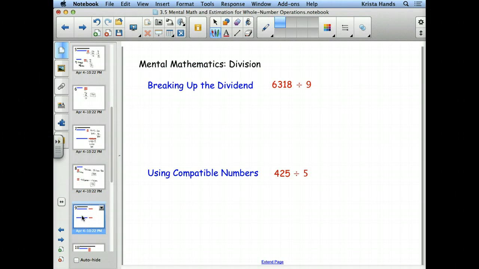All right, we're doing division. The first one is breaking up the dividend. So when you take a look at breaking up the dividend, it looks like this.